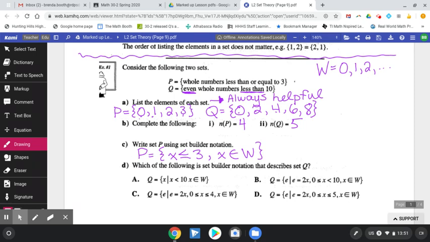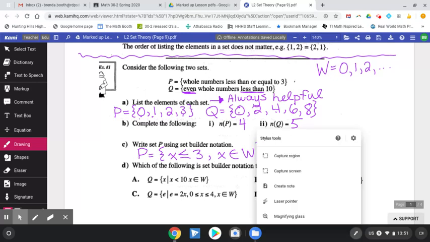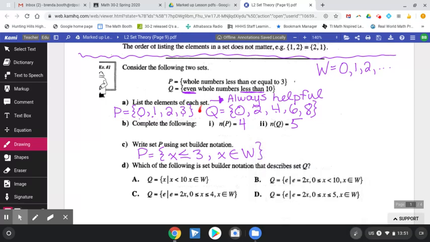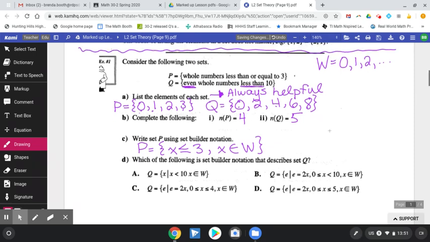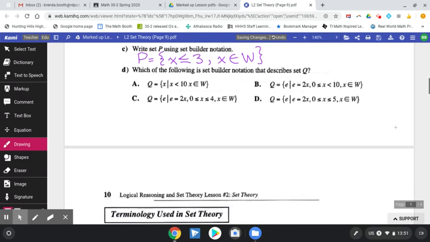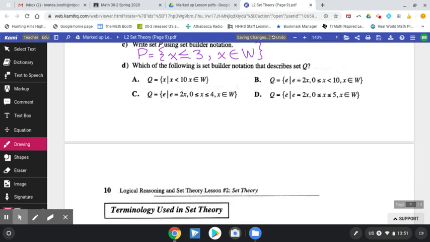And then in D, which of the following is set builder notation that describes set Q? So remember, we are looking at set Q. We want to use set builder notation in order to describe the even whole numbers less than 10. And I'll tell you what, guys, this one can be a little tricky, but you'll be glad to know that we don't have to deal with it too much. So let's start by A. We're going to use process of elimination here.